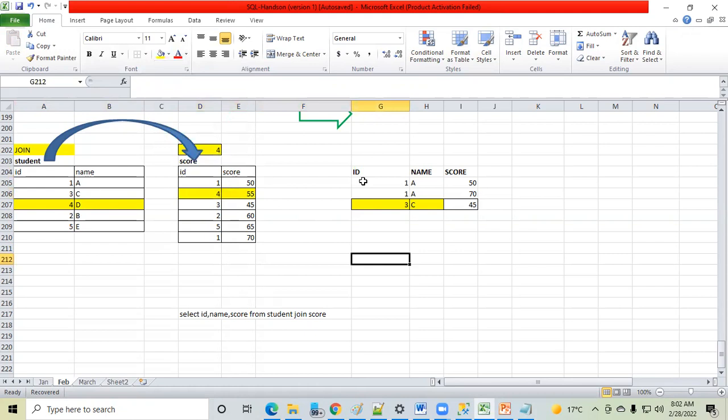Now, what is the user asking? The user is asking for ID. What is the value of ID? ID is 4. Okay, paste it here. Now, what is the user asking? Name. What is the name for this record which is under operation?